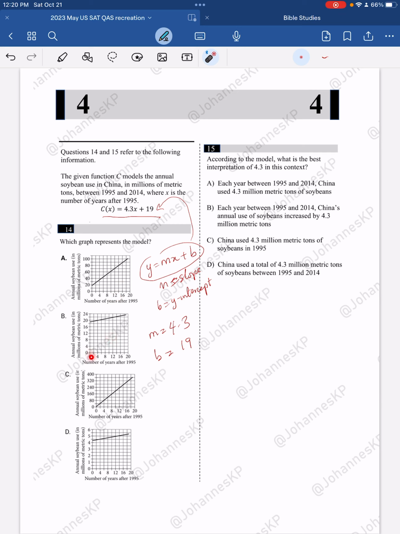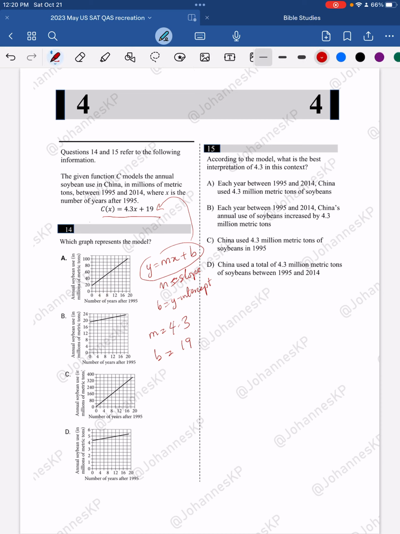So eliminating the wrong ones like this gives you a better chance of getting the right answer, and also a better chance of increasing your math score. All right, so we've identified that it could be A or B. Now we have to figure out which one gives us the slope of 4.3. So let's start from A and check if A can give us that slope.